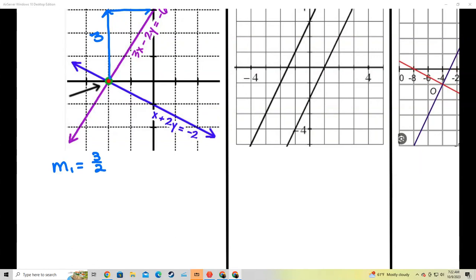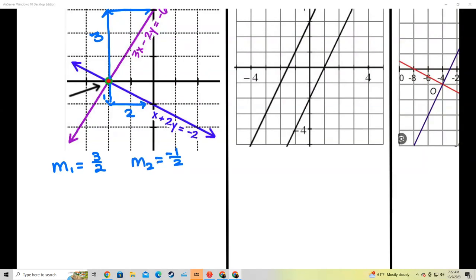The slope for the second line, well, let's see, how did I get from this dot to this dot? Well, in this case, the slope went down 1, right 2. So my second slope is -1 over 2.